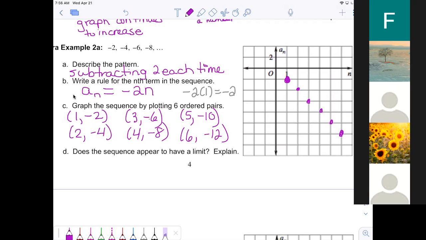And then finally, does this sequence appear to have a limit? So Ava R., I'm going to come back to you. Does it look like the graph is approaching or getting really close to a number, or is it going to just continue to go down? I think it's going to continue to go down. Yeah, so then we would say it does not have a limit.